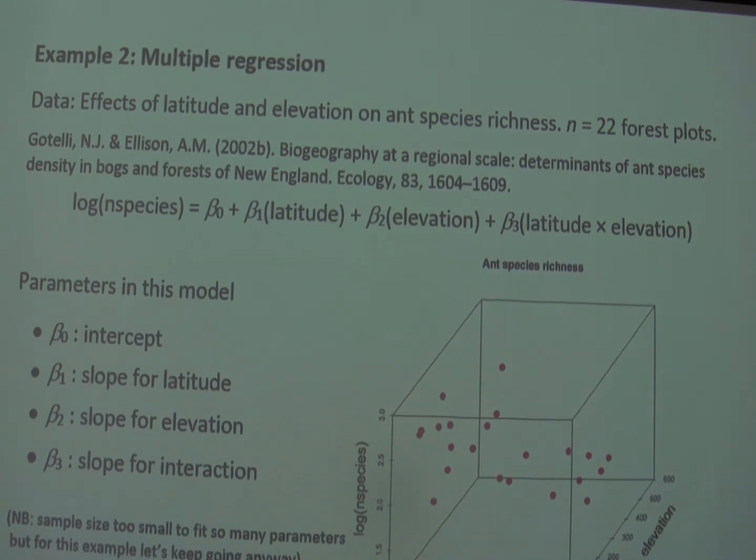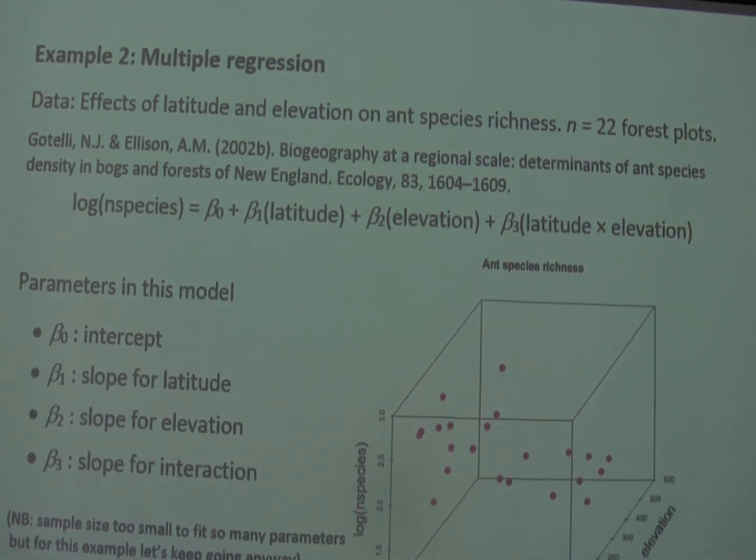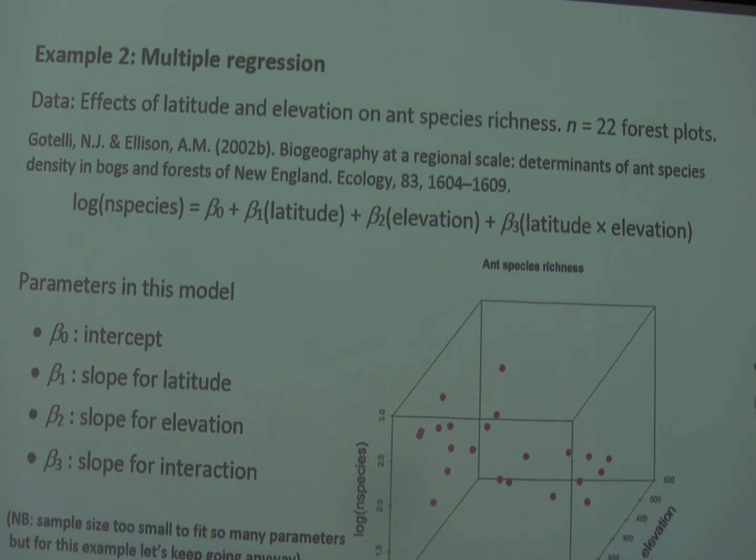Multiple regression is just a step away from simple linear regression, except now we have two X variables and the possibility of an interaction between them. So this is a data set. It's a rather small data set. Too small really to be fitting a multiple regression, but it was easy to find and to illustrate.